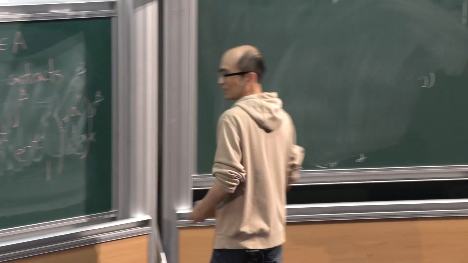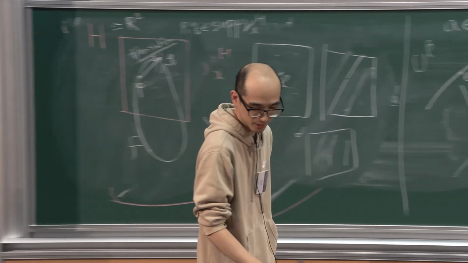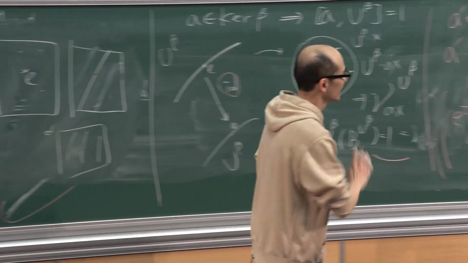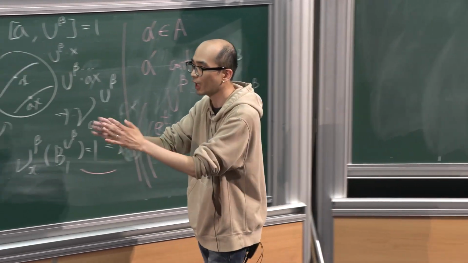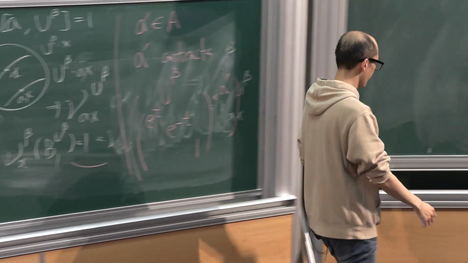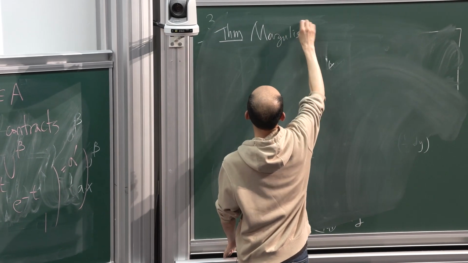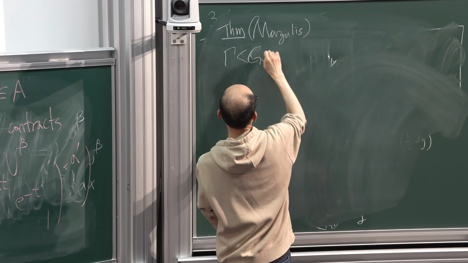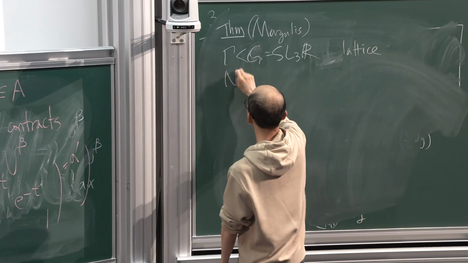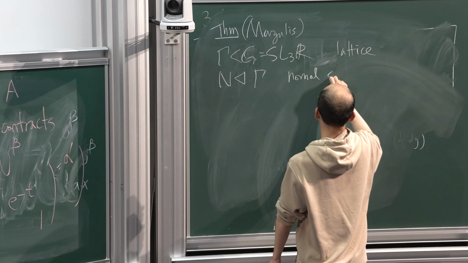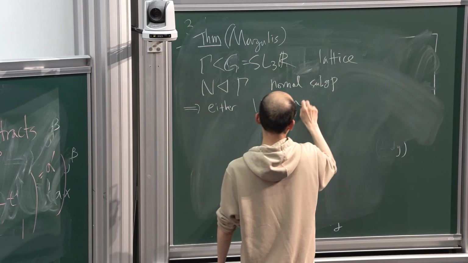OK, I think I'm very slow, but I planned to give a proof of the normal subgroup theorem today, but at least I can start. Because these are some abstract settings, I now want to show you how this can be applied to the classical theorem, the theorem by Margulis, the normal subgroup theorem. Let's say gamma in G, SL3R, is a lattice, and N is a normal subgroup, and then either N is finite or the index is finite.